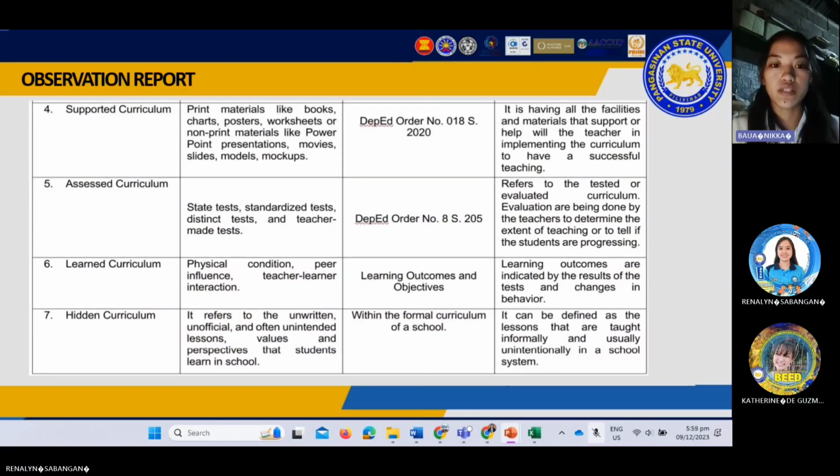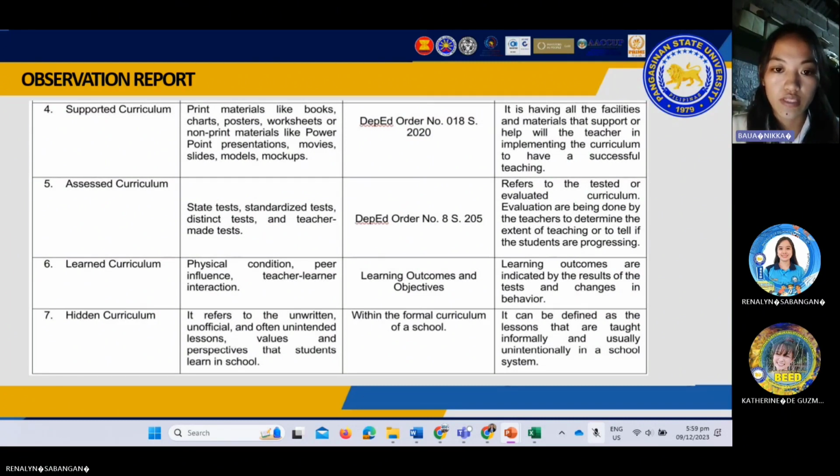So number four, we have supported curriculum. The example of this is materials like books, charts, posters, worksheets, or non-print materials like PowerPoint presentations, movies, slides, models, and mock-ups. So it is located in DepEd Order number 018 s. 2020. It is having all the facilities and materials that help the teacher in implementing the curriculum to have a successful teaching. So number five, assessed curriculum.